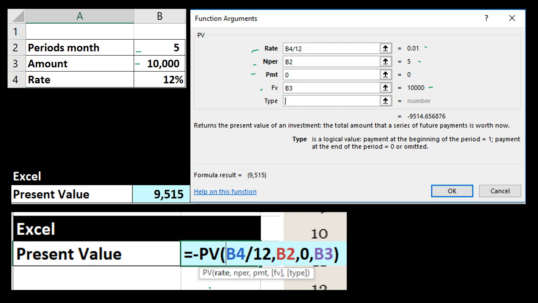Now we can also type that out, of course, within Excel in this format, equals negative PV. And I put a negative in front of the PV in order to flip the sign, just to make it a positive resulting number. And that'll give us the rate. So the rate is B4, and then we'll divide that by 12, comma, the next argument, the number of periods, B2. So within B2, 5 periods, comma, and then we'll have the payment, which is 0. There is no payment here. And then comma, and finally, B3 is going to be the future value. So we want to take the future value, the one sum, as opposed to payments, which we would use in the annuity.